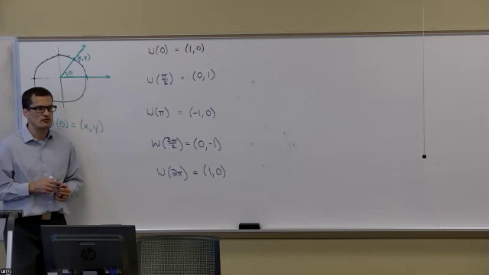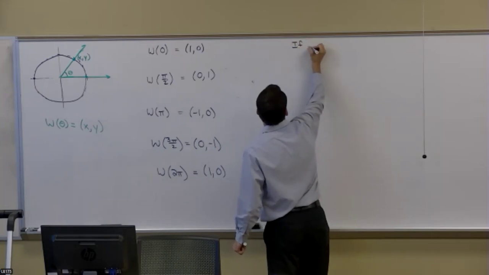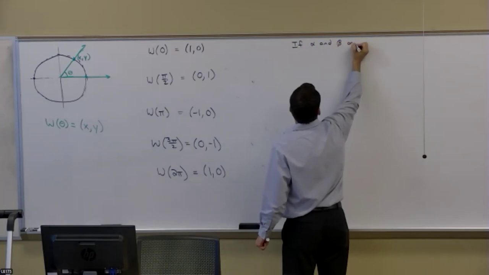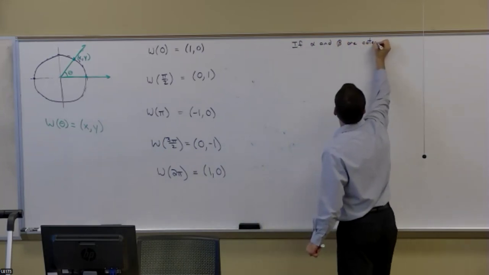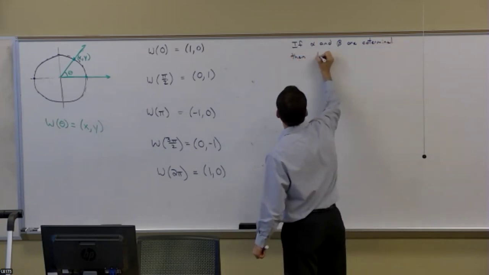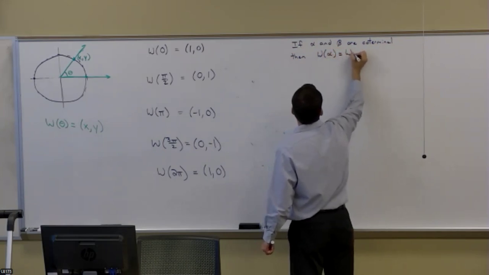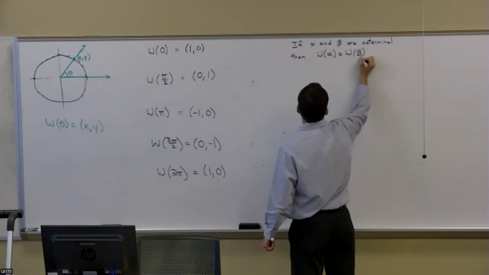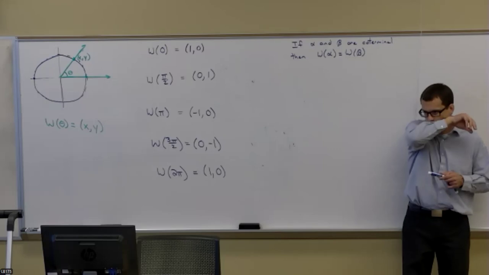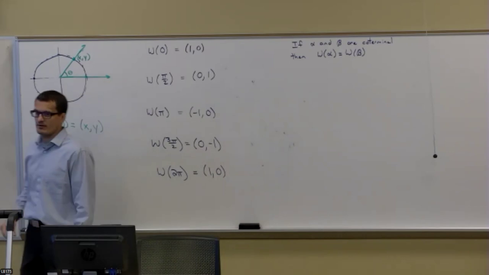So if 2 angles are coterminal, I'll call it alpha and beta. If alpha and beta are coterminal, then the output of the wrapping functions are going to be the same. You can see that that's going to be the case no matter what angle you use.